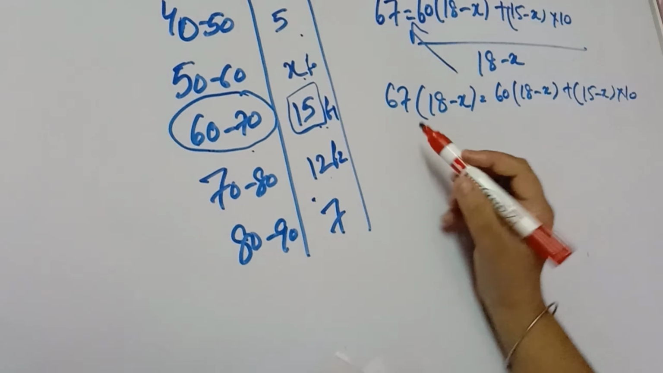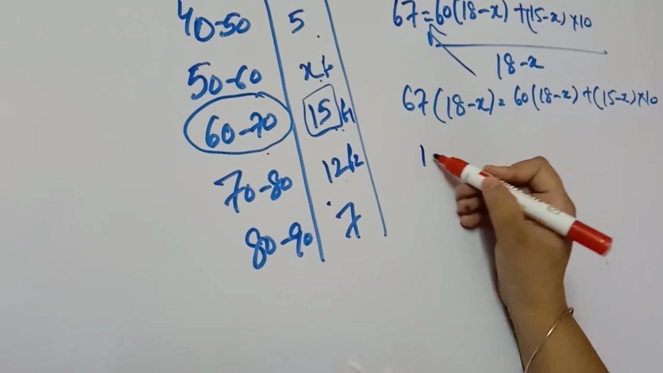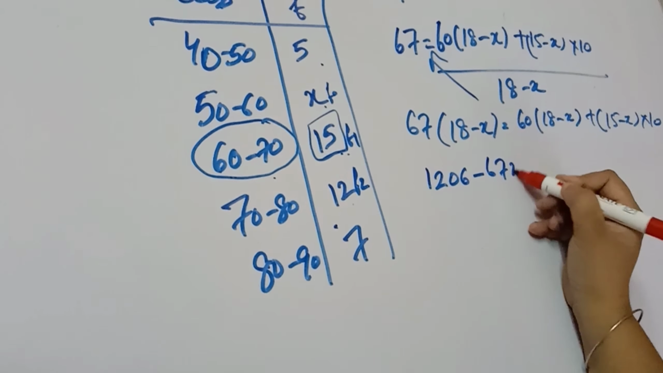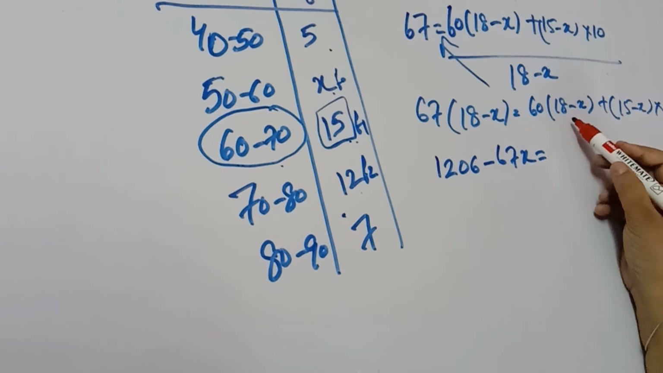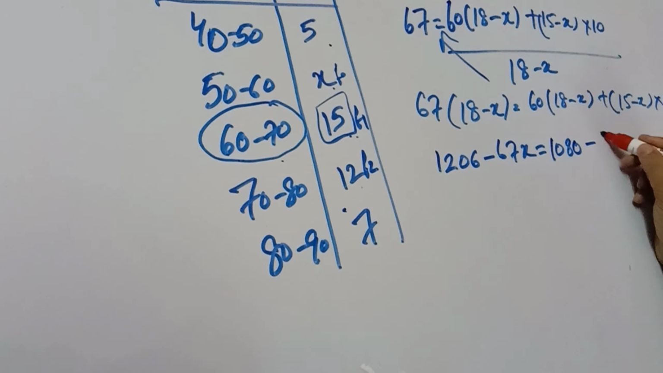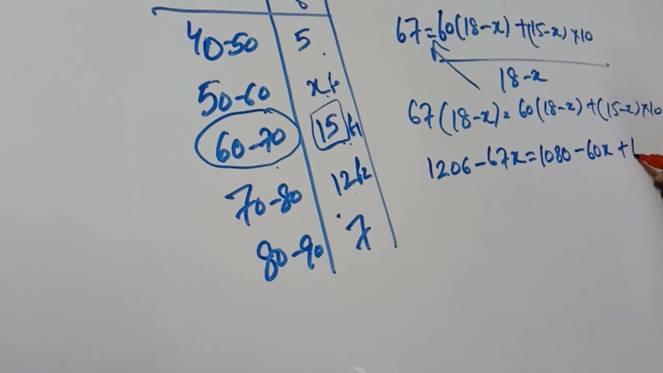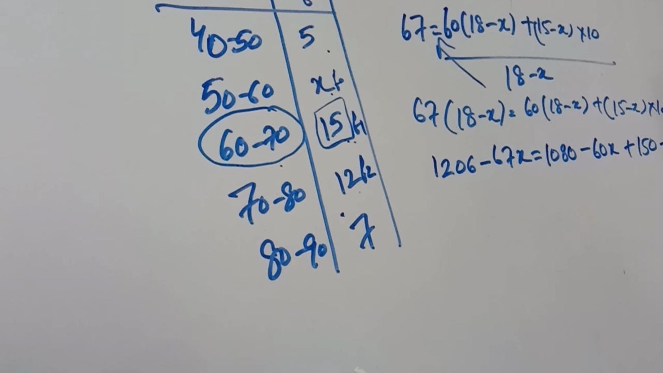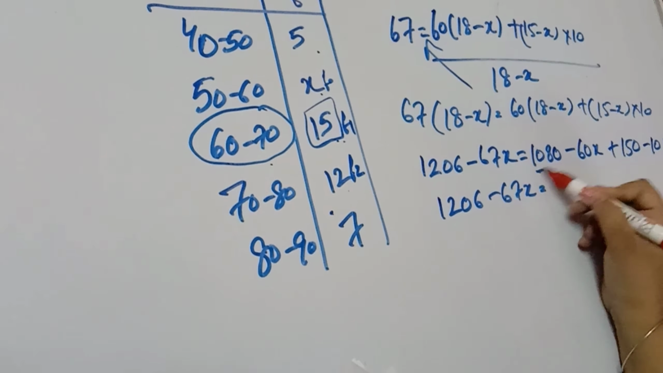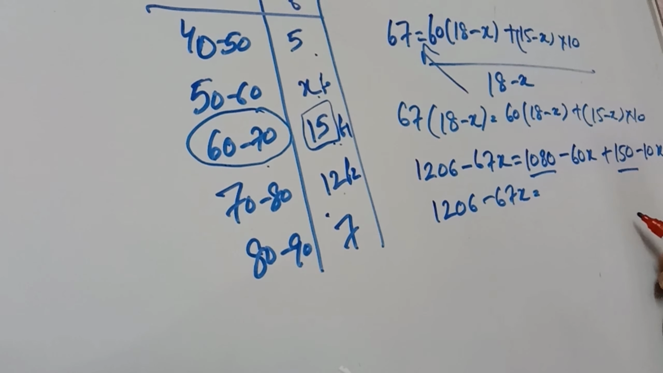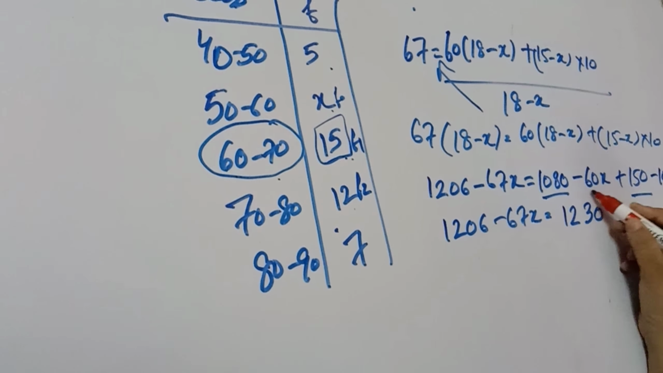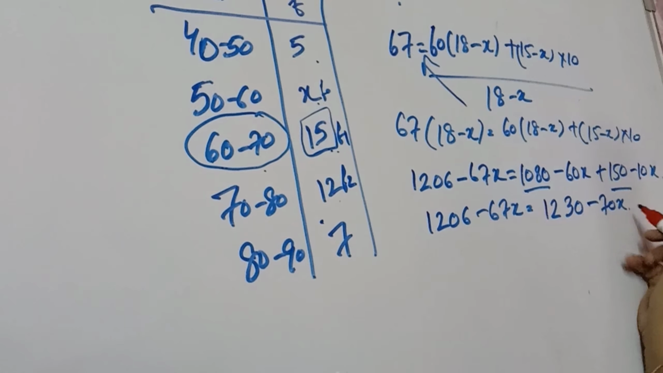Now you have to solve only. 67 into 18, when you do, you will get 1206. Then 67 into minus x, you will get 67x with minus. Now 60 into 18 you will do, you will get 1080 minus 60x, plus 15 into 10, 150, minus x into 10 you will get minus 10x. Now 1206 minus 67x is equal to 1080 plus 150. What you will get? 1230. And minus 60x minus 10x you will get minus 70x.